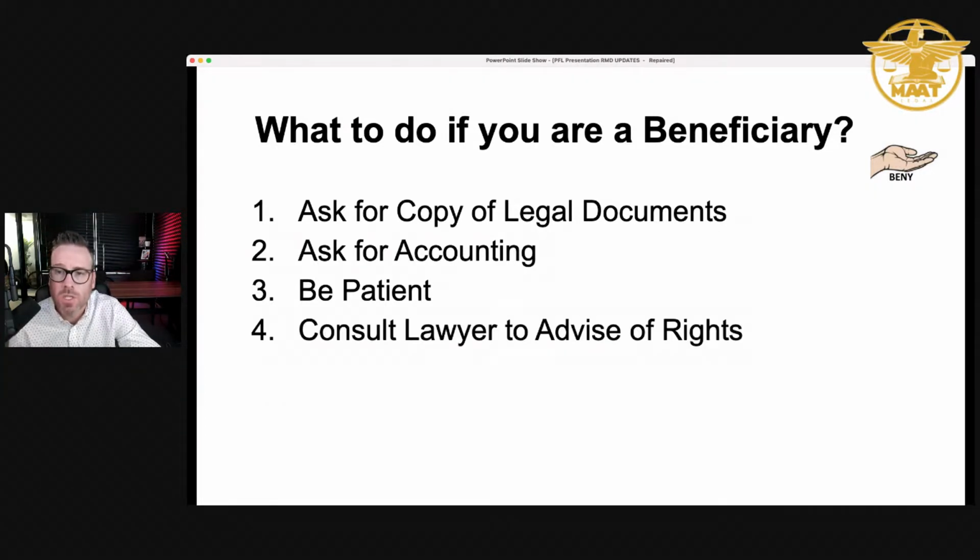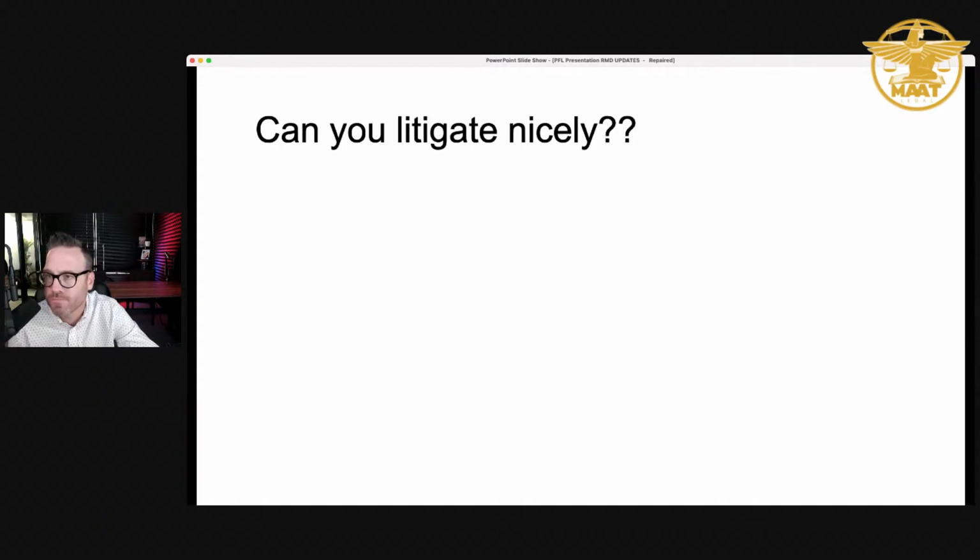And then you can always consult a lawyer to advise you of your rights. So if they're not giving you an accounting, if they're not giving you copies of the documents, or if you've been patient long enough and things still aren't happening, that's when it's time to get a lawyer, and they can help advise you of your rights to see if there's any funny business going on, and see if they need to get involved to help the fiduciaries do their job properly.